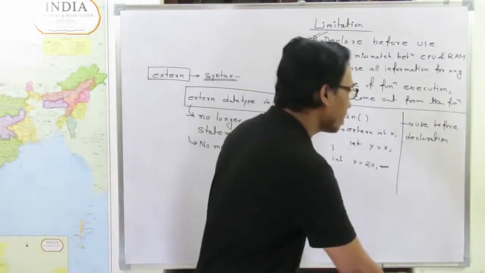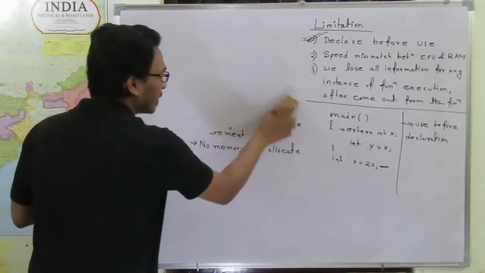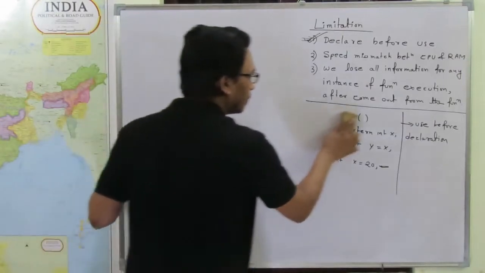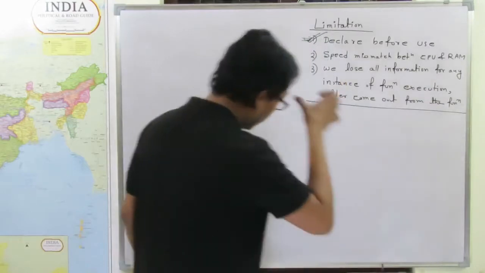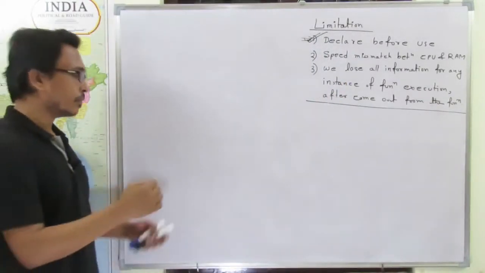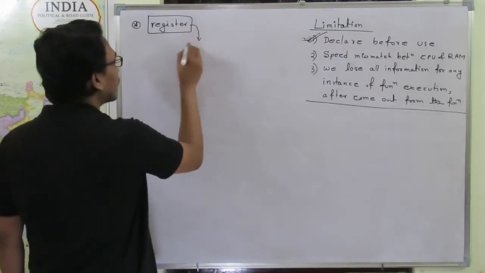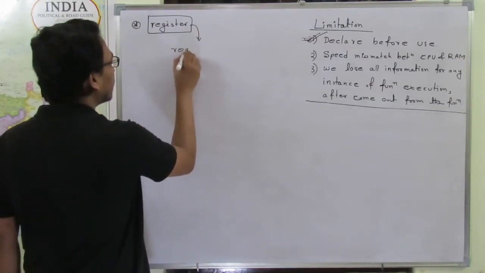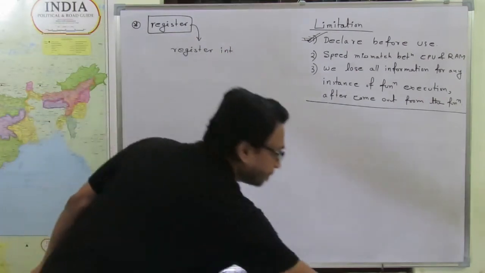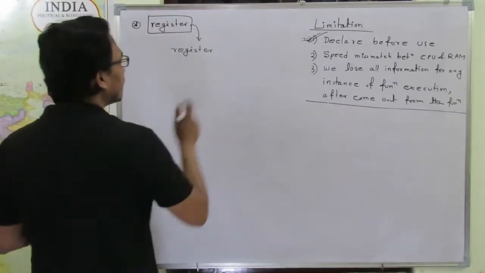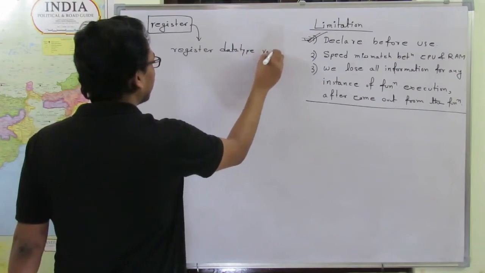Now coming to the next storage class. The next storage class is register. So the syntax of storage class register is: register, then data type, then variable.